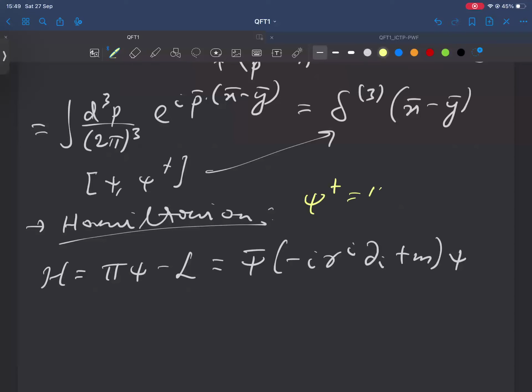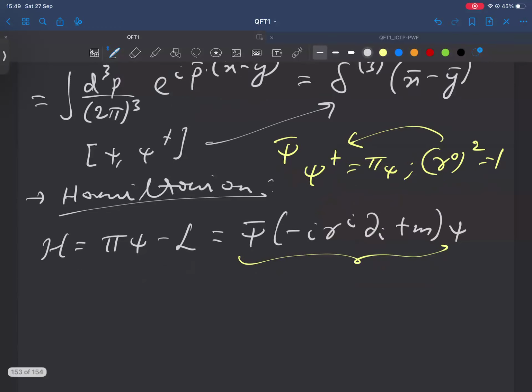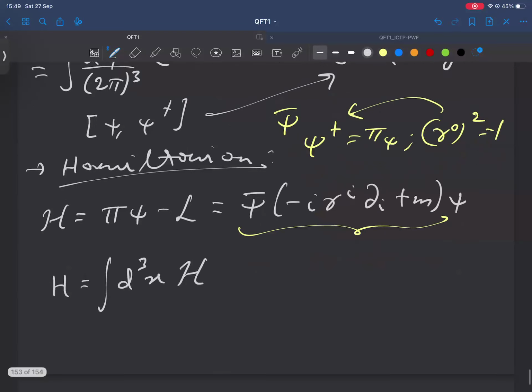First write that psi dagger is the momenta, and then have this identity, gamma 0 squared, and then take a gamma 0, multiply it here, get psi bar, and you will see this structure coming out. Now the total energy of the system is defined as the volume integral of the Hamiltonian density.